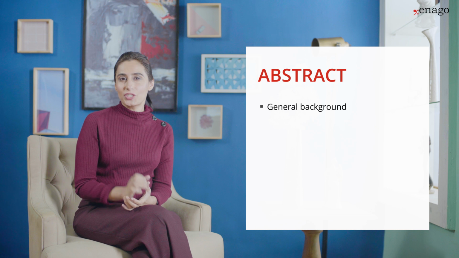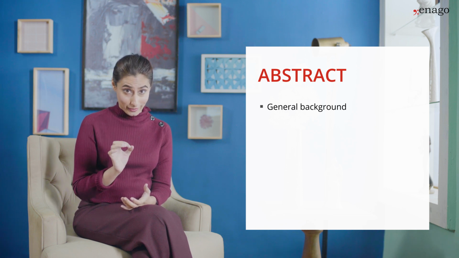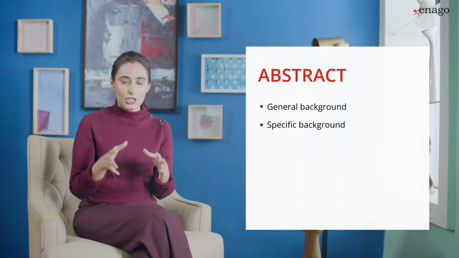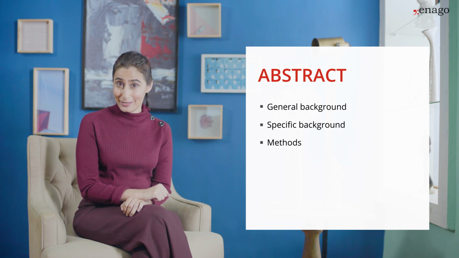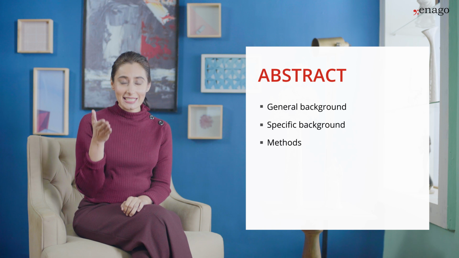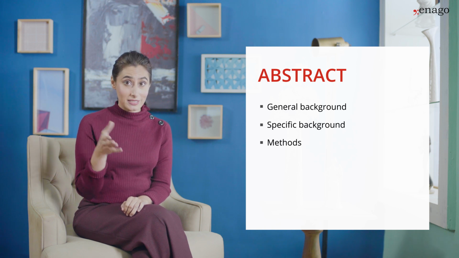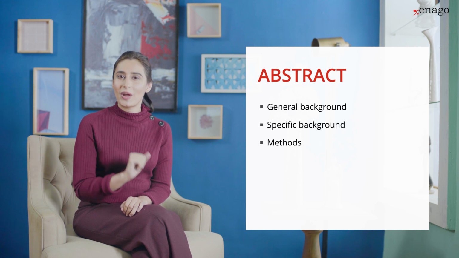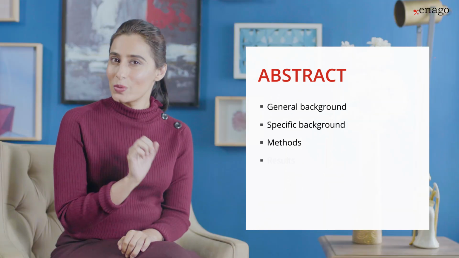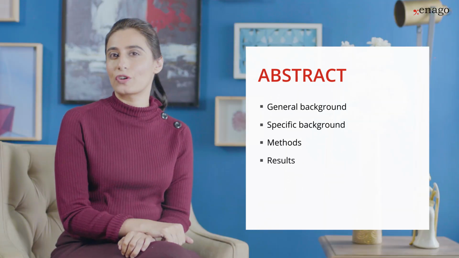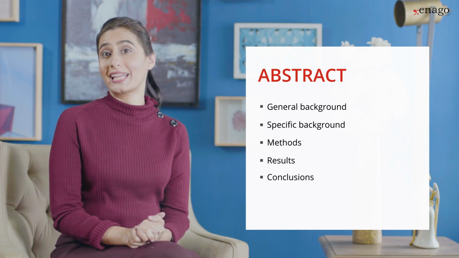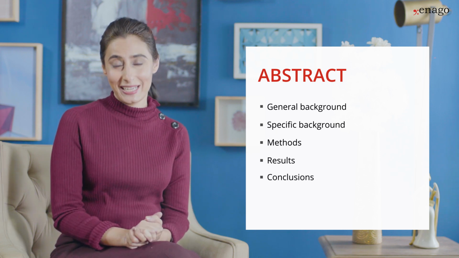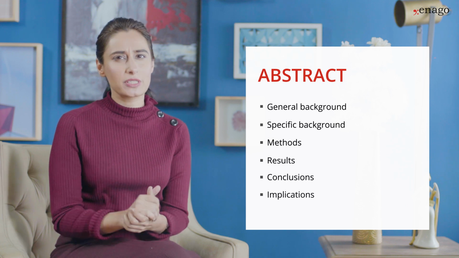General background, to introduce the context of your work. Specific background, to focus on your specific research question. Method, to explain briefly the key steps you took and participants involved in your experiments to address your research question. Results, the main findings from your data. Conclusions, a statement of how your results answered your research question. Implications, what your results mean for your field and the wider world.